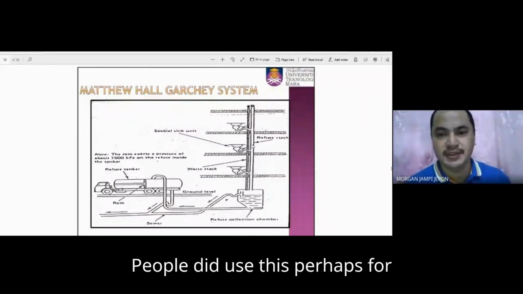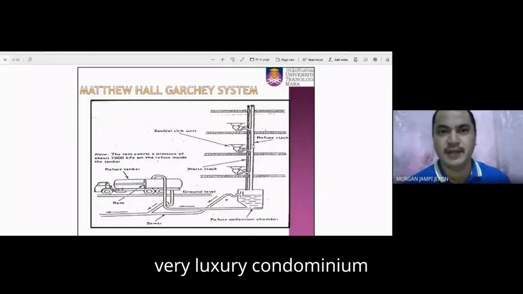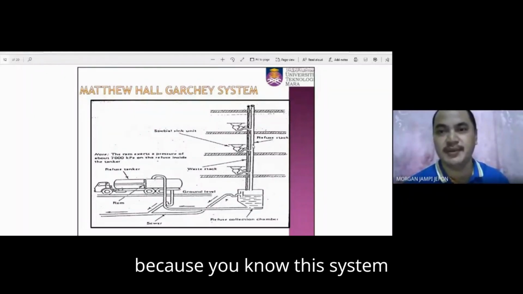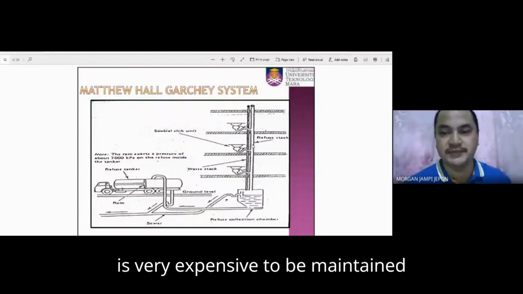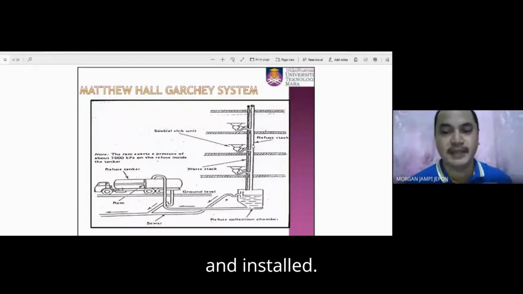People use this perhaps for very luxury condominiums, because this system is very expensive to install and maintain.